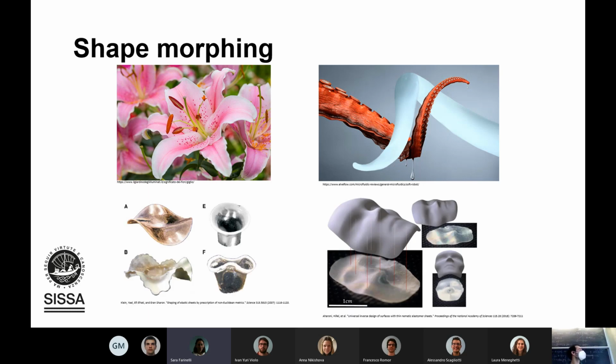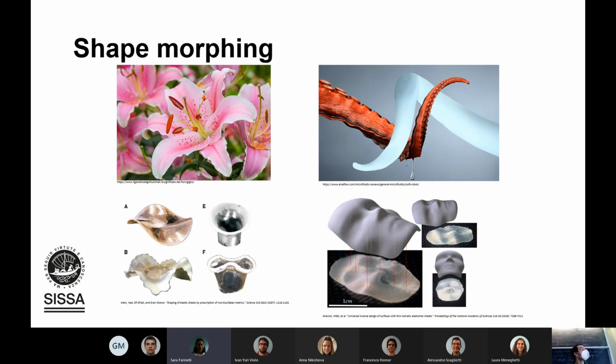So these are, for example, two examples of artificial morphing. These are active materials. In particular, on the left we have hydrogels. On the right, pneumatic elastomers. All these bodies were initially flat, and upon an external stimulus, they were able to change shape in this fancy way.